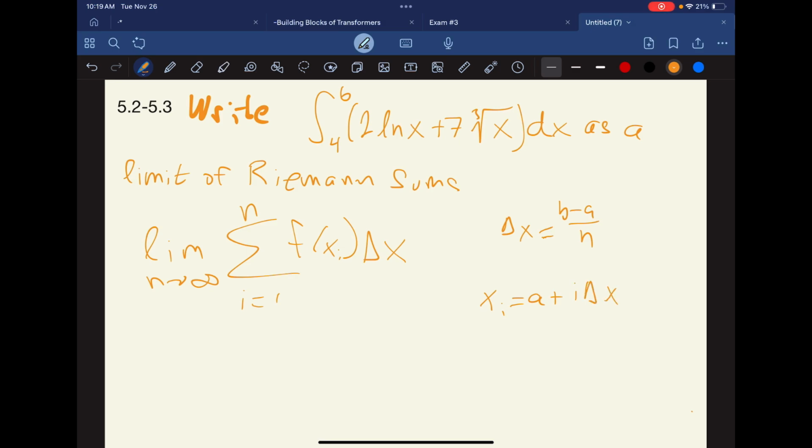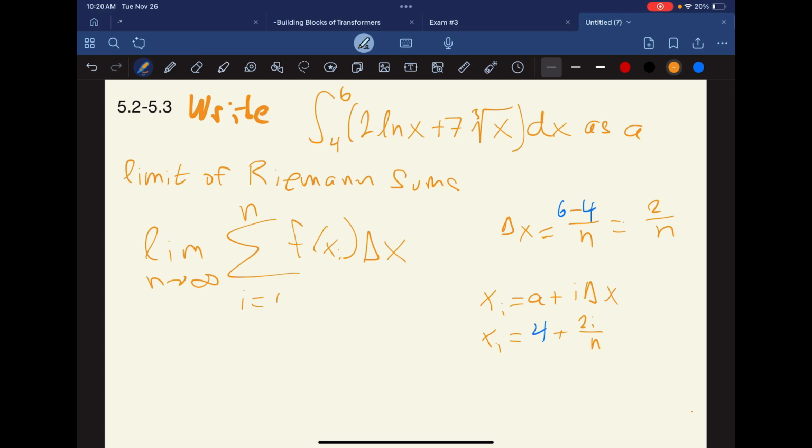We know, right, because our top bound is 6, so our b is 6, and our bottom bound is 4, so our a is going to be 4. So that is going to be 6 minus 4, which is 2, divided by n. So our delta x is going to be 2 over n. And then our xi, we said our a is 4. So it's going to be 4 plus our delta x, 2 over n, times i, which is 2i divided by n. So our xi is going to be 4 plus 2i over n.